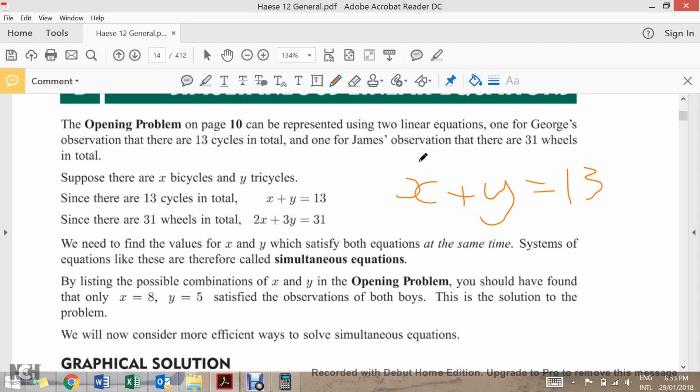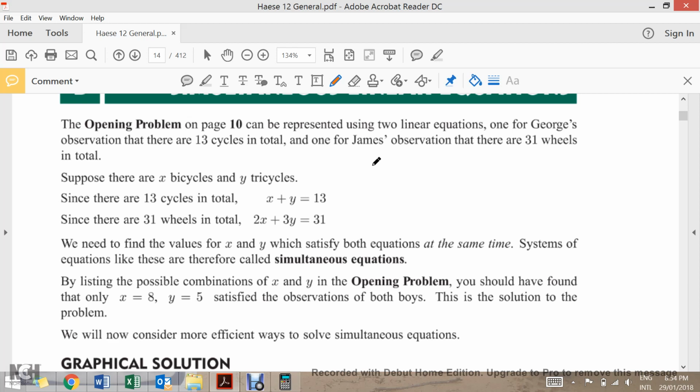That's why this on its own just forms a line, because there are infinite possibilities where, if x is some number, y will be some other number so that when I add x and y together, I get 13. So what simultaneous equations do is limit it to one value for x and one value for y by setting two parameters that both must be satisfied. Not only can x plus y equal 13, but two lots of x and three lots of y must also equal 31.